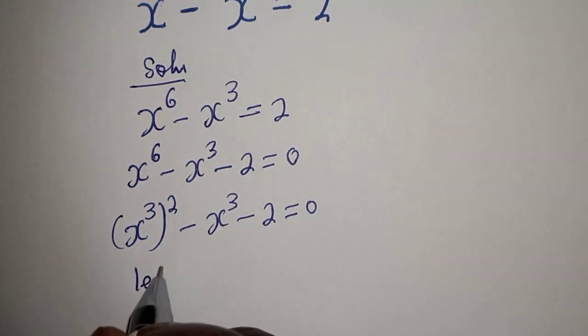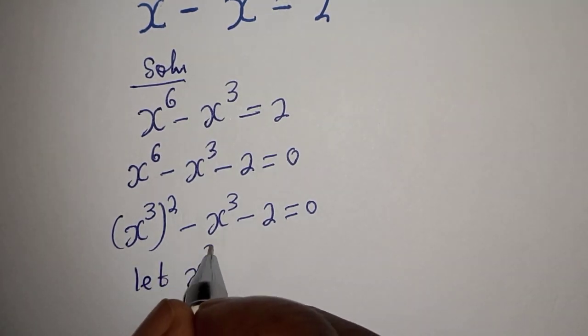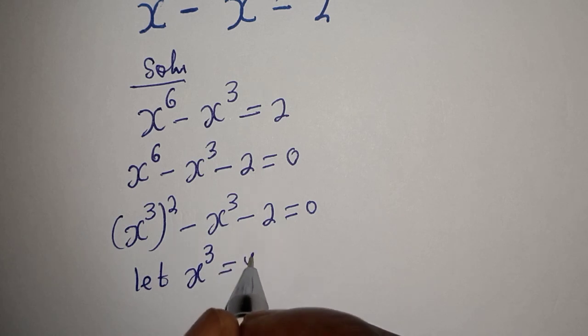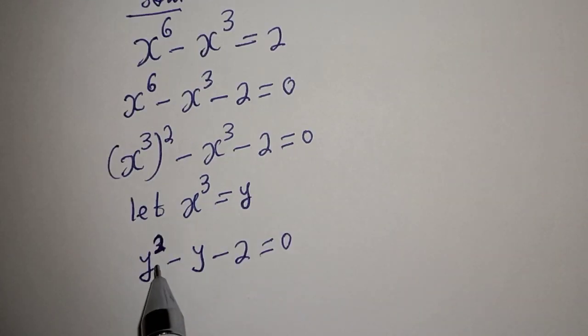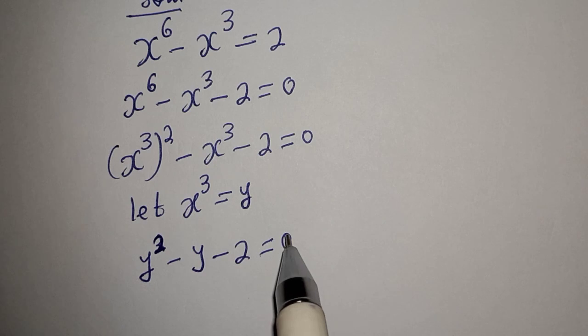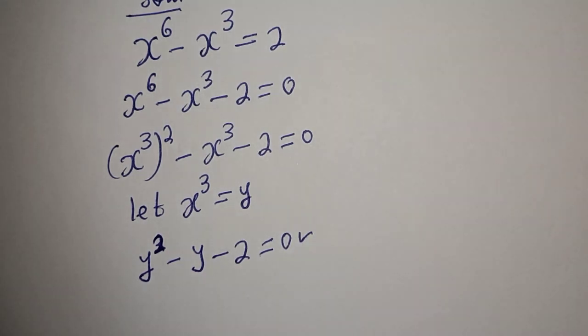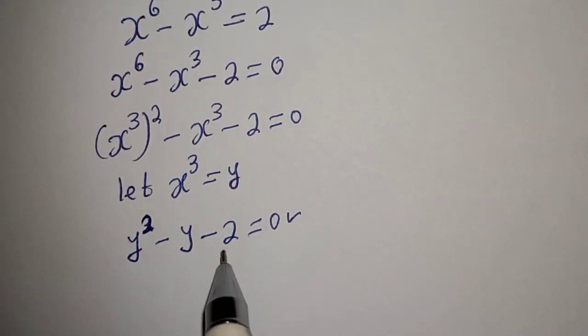Let s raised to power 3 is equal to y. This is y squared minus y minus 2 is equal to 0. This is the quadratic equation. Let's solve this using factorization method.